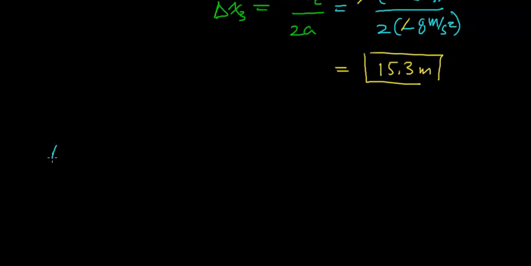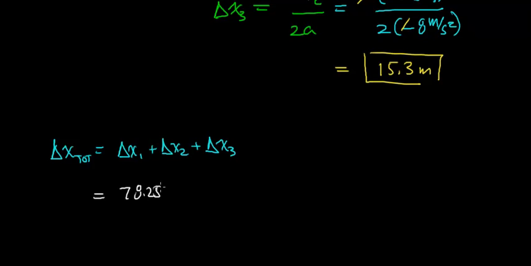So the total distance that this car travels is going to equal delta x1 plus delta x2 plus delta x3. So this is going to work out to be 78.25 meters plus 11.7 meters plus 15.3 meters, and this will give us the total distance that this car travels, which works out to be about 105.3 meters.